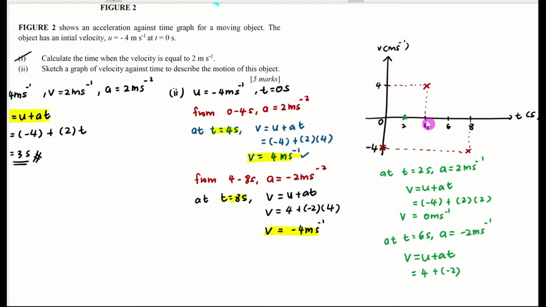And then I want to calculate what the velocity is at 6 seconds. So 6 minus 4, 2 seconds. So I put 2 here. So I will also get 0 meters per second. So this means at t equal to 2 seconds, and this is at t equal to 6 seconds, the velocity is also 0.